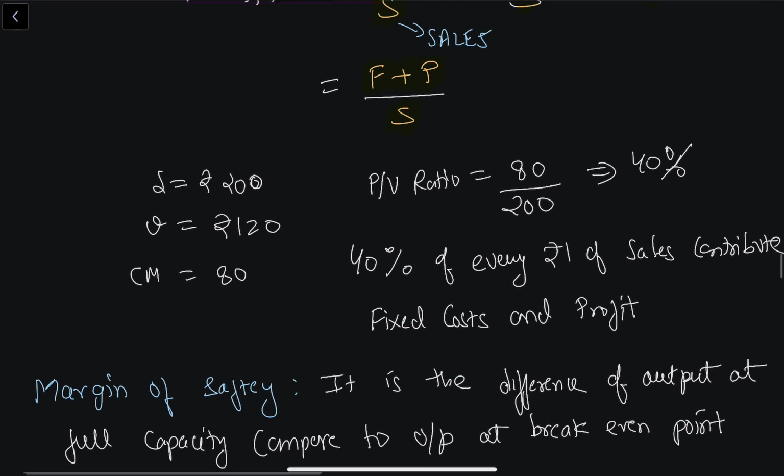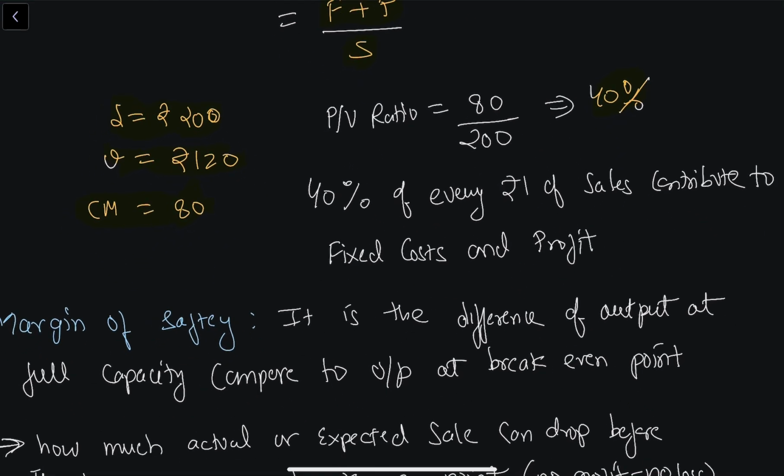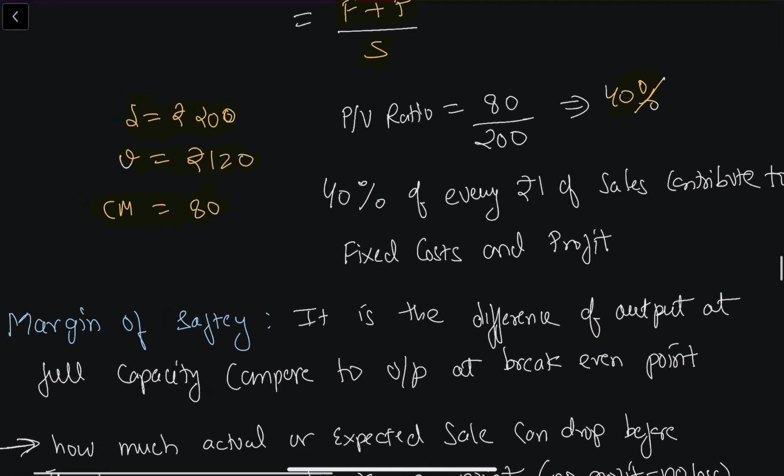For example, if my selling price is 200 and my variable cost is 120, my contribution margin is 80. So from my sales, 80 rupees is my contribution to fixed cost and profit. So 40% of every 1 rupee of sales contributes to fixed cost and profit. That's the whole idea of PV ratio. So the higher my PV ratio, the higher the amount I give to my fixed cost, and the higher the amount I'm putting into profit.